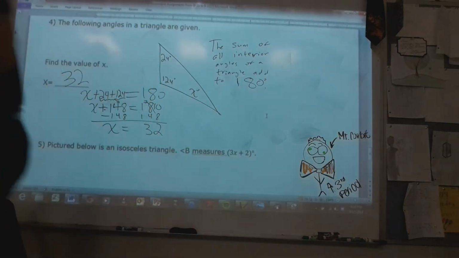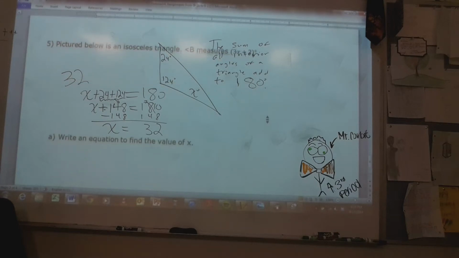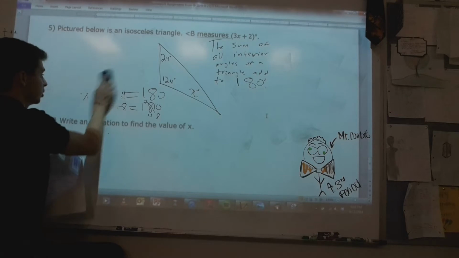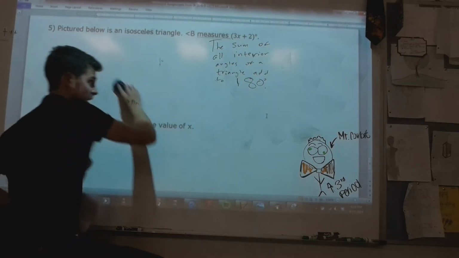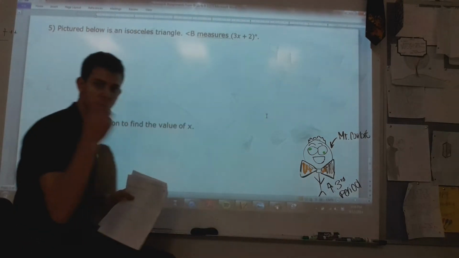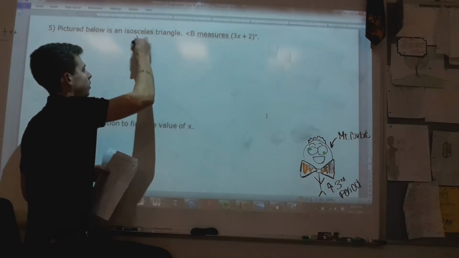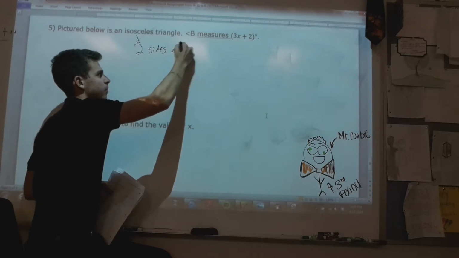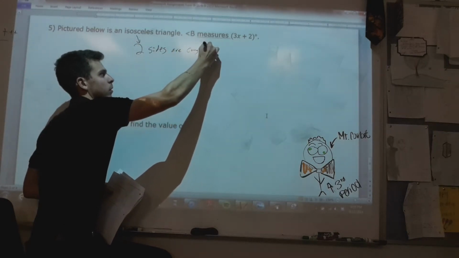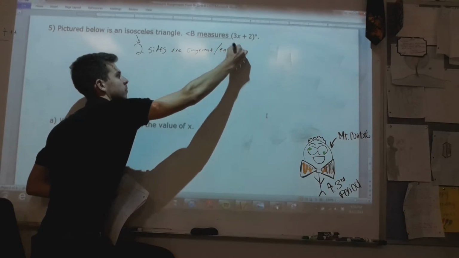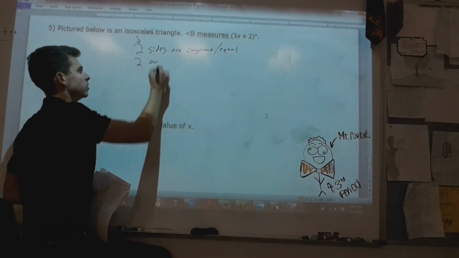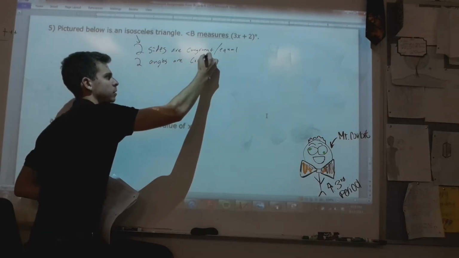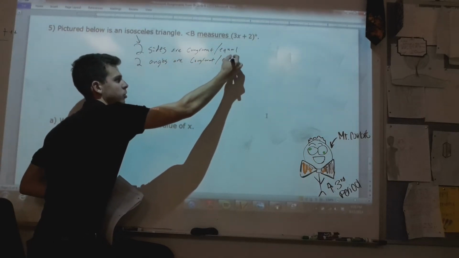Okay, last problem. So for problem 5, pictured below is an isosceles triangle. Isosceles means exactly two sides are congruent. You can probably write this down, even in your test right there. Two sides are congruent, also meaning equal, and two angles are congruent, also known as equal.